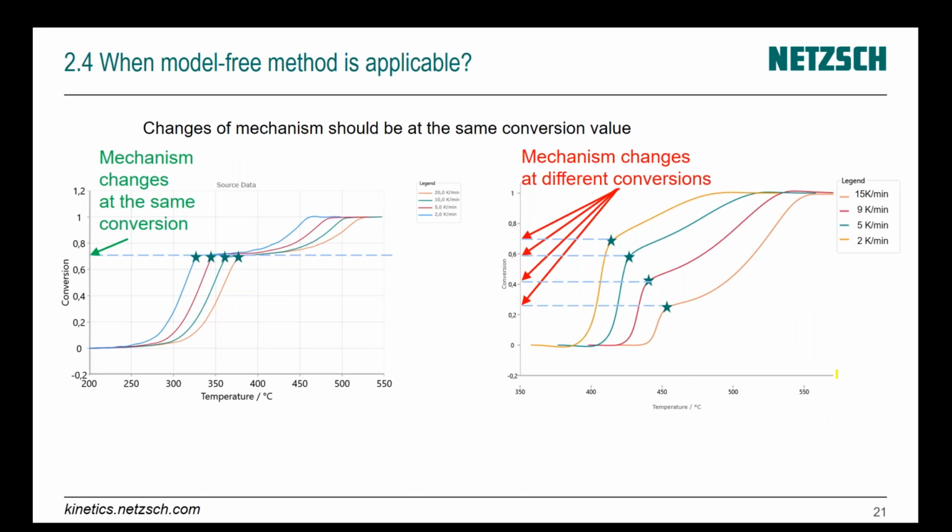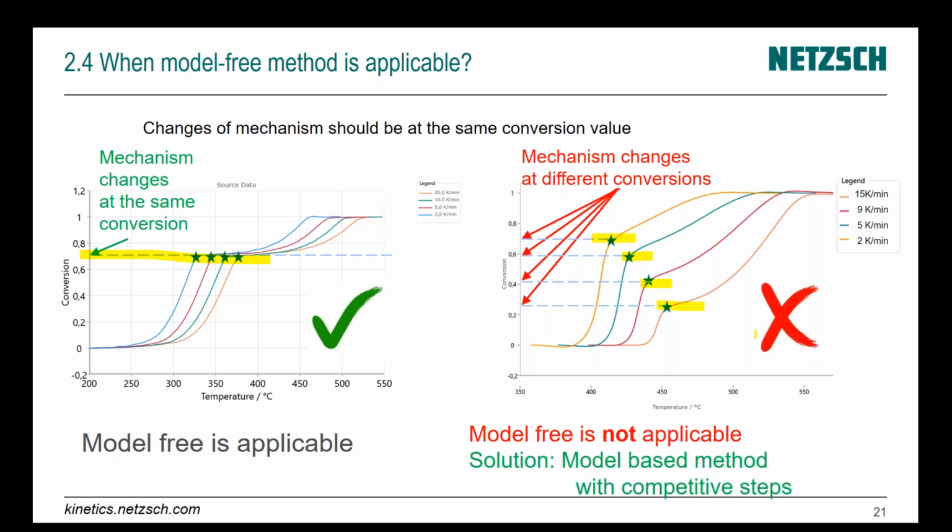Third rule, a model-free method can be applied if the mechanism changes at the same conversion, like here. First picture, here we have changes of mechanism always at the same conversion. Can we apply model-free? Yes, we can. Second picture, the mechanism changes at different conversions. Can we apply model-free? No, we can't. What to do? We should use a model-based method with competitive steps.